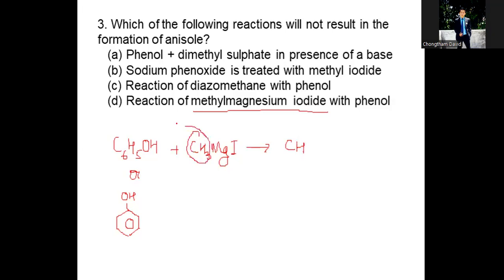This will go as methane. So you know the formula of methane, marsh gas, CH4, and this will not give your product, that is any ether. And the byproduct will be C6H5OMgI. So the correct answer for this will be the reaction of methyl magnesium iodide with phenol.